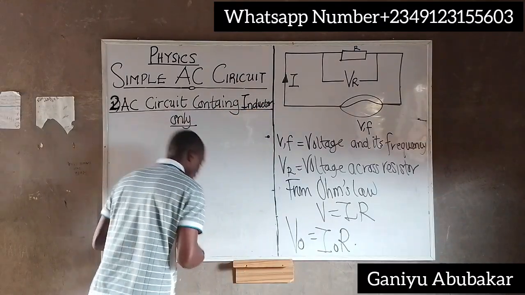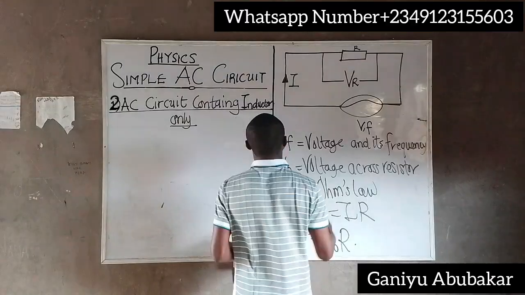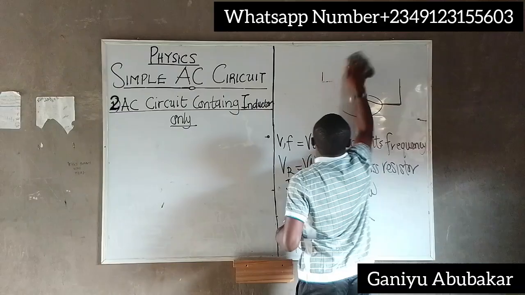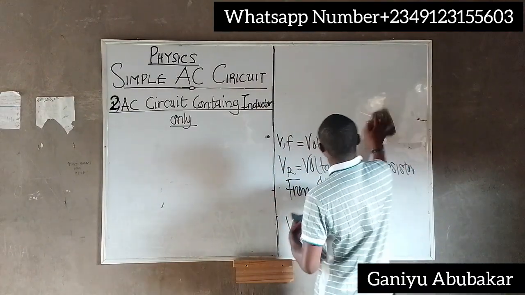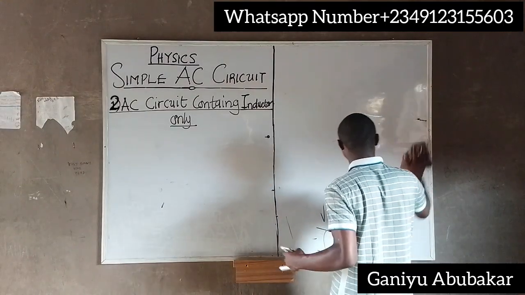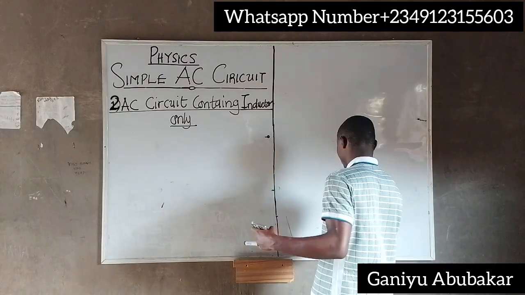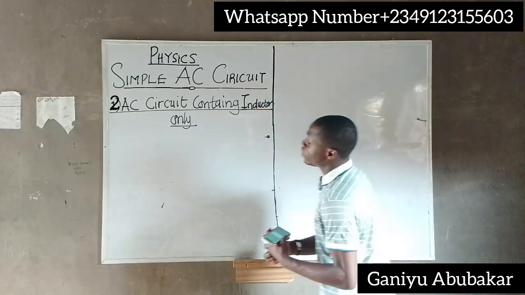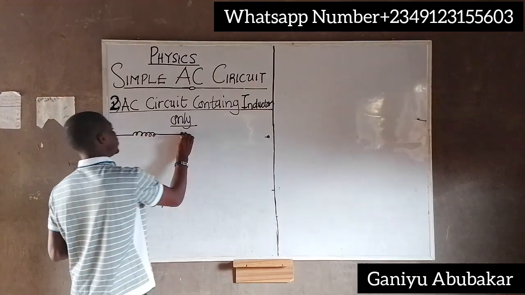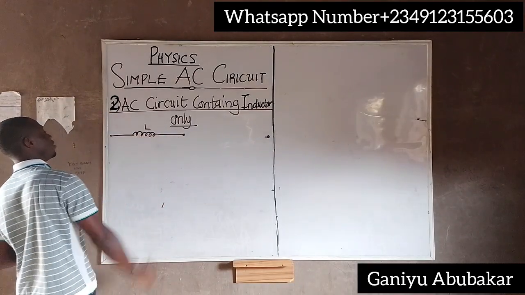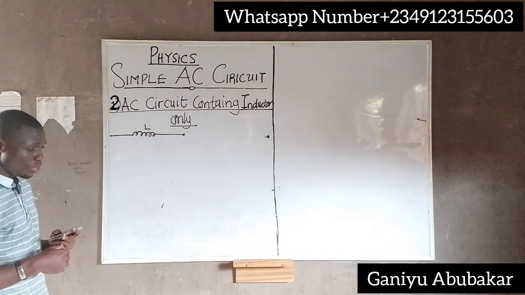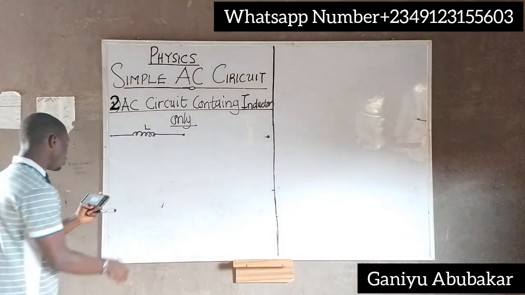Inductor only. Let's look at a circuit containing inductor only. We said an inductor is simply a device used for storing electric energy, right? And the symbol for an inductor is just this one here, no big deal. Resistor is R, inductor is L. That's it for inductor L. This is an inductor. So let's draw a diagram.